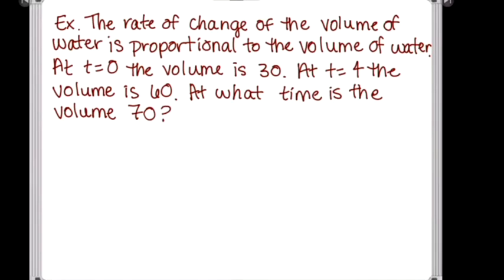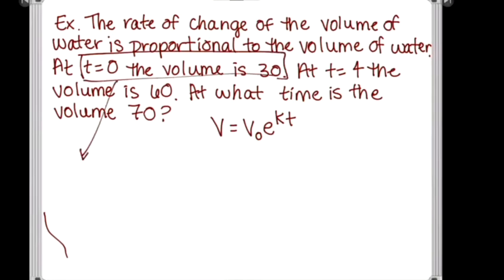Okay. The rate of change of volume is proportional to volume. So you can write that equation with V's, or you can write it with Y's. It doesn't matter. At time 0, the volume is 30. So this information tells us what V sub 0 is. V sub 0 is 30 because that's the starting amount. So the amount at time 0 is the starting amount.